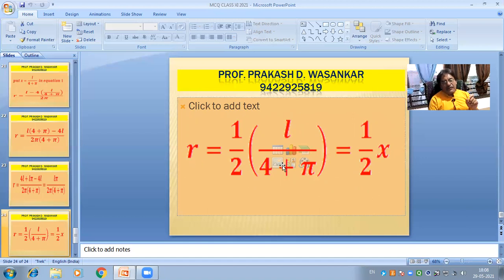And L upon 4 plus pi is the side of the square, that is x. So r is equal to 1 by 2 x. Therefore the radius of the circle r is equal to half of the side of the square. And this is the required solution of the word problem in maxima and minima.